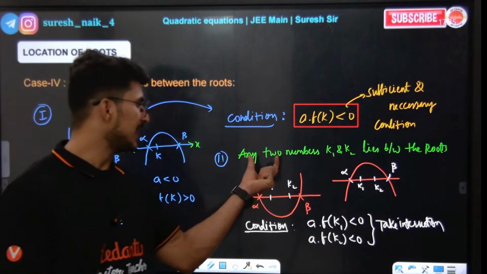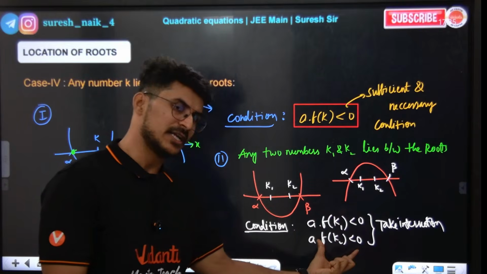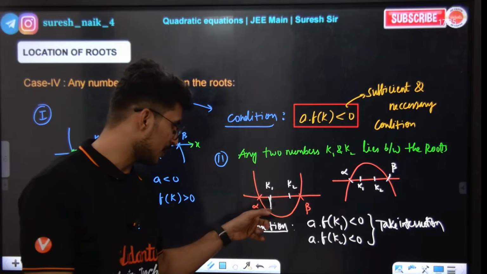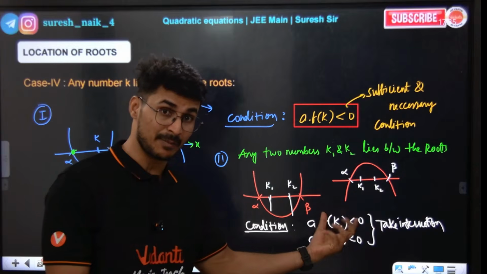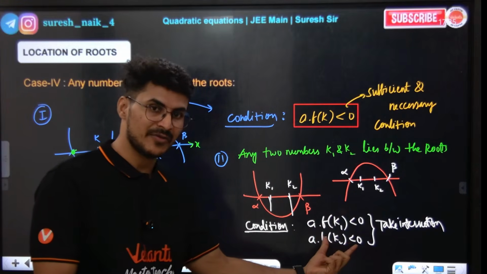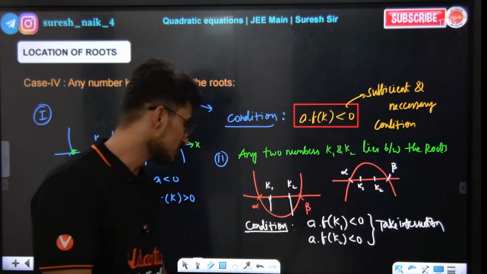In the condition for any two numbers lying between alpha and beta, apply it: A is positive, f of k1 is negative, f of k2 is also negative. Positive quantity and negative quantity, multiplying the two gives a negative quantity. That's why a into f of k1 is less than 0, and a into f of k2 is also less than 0. Be careful.